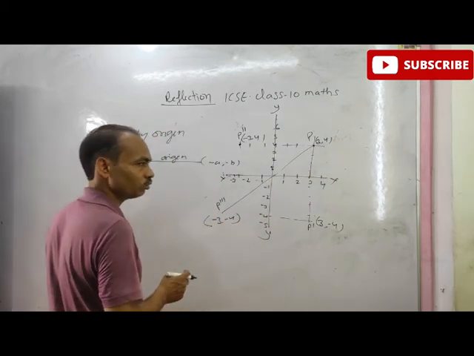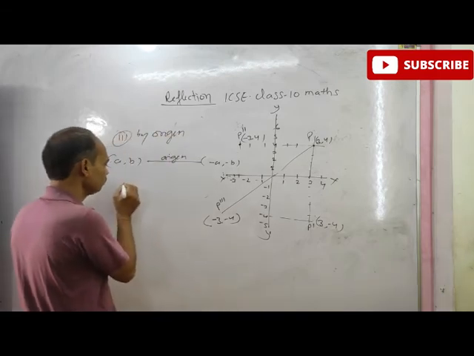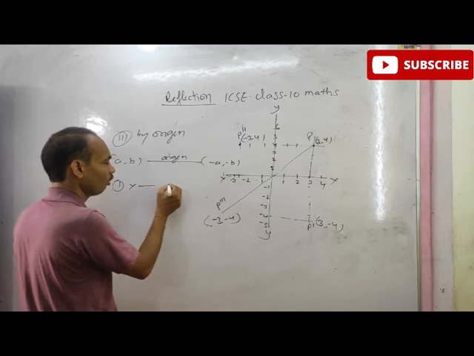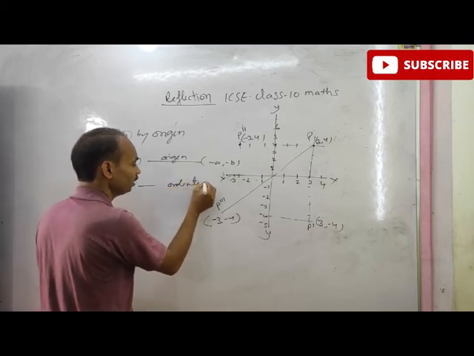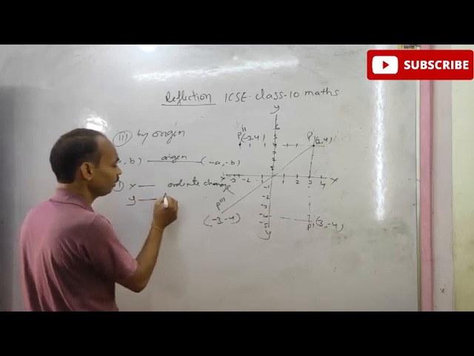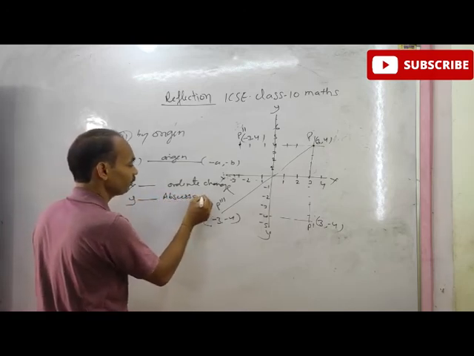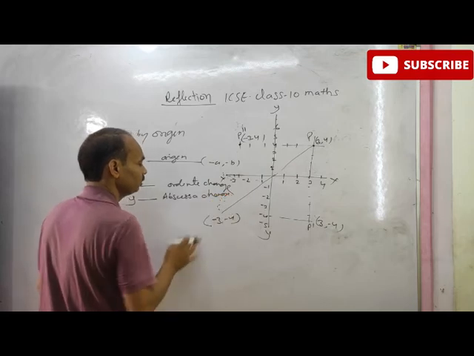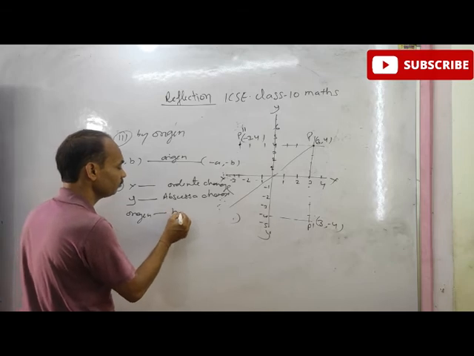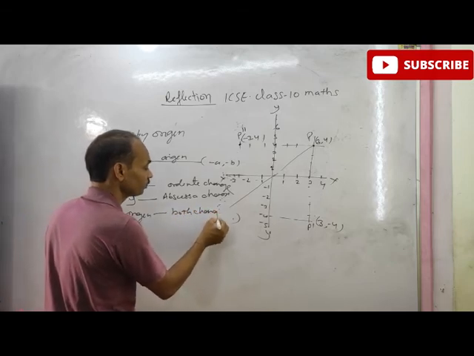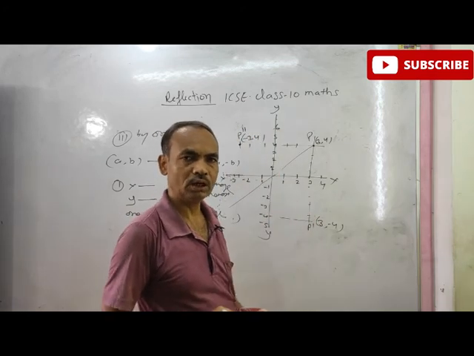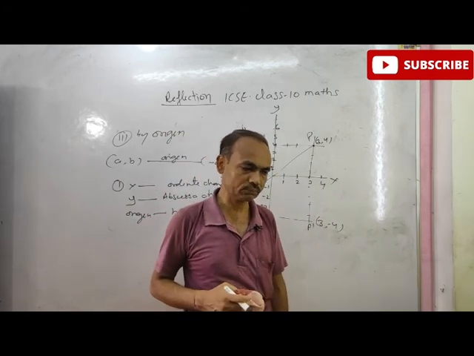So you now know the three rules: if reflection is done by the x-axis, then the ordinate changes; if reflection is done by the y-axis, the abscissa changes; and if reflection is done by the origin, then both change. These are the laws of reflection for ICSE class 10th mathematics.